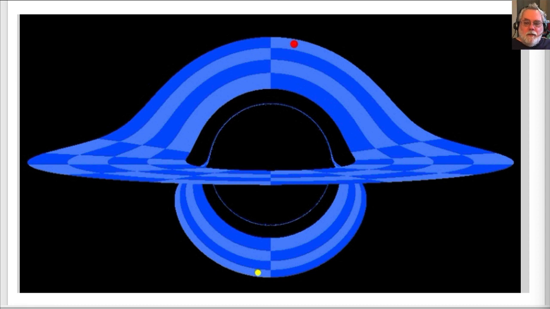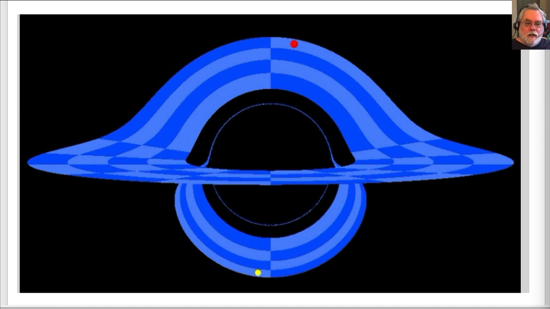Light that happens to be emitted vertically upward from the accretion disk behind the black hole gets deflected over the top of the black hole through 90 degrees and ends up traveling horizontally toward the observer. So the observer perceives that that light is coming from above the black hole. Likewise, for below the black hole, being light emitted vertically downward behind the black hole.